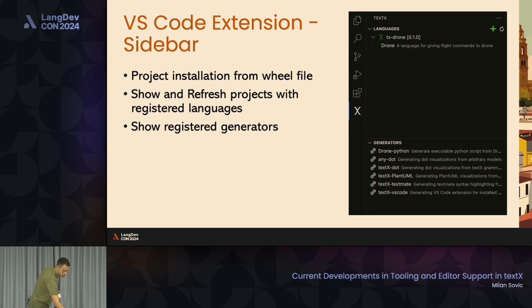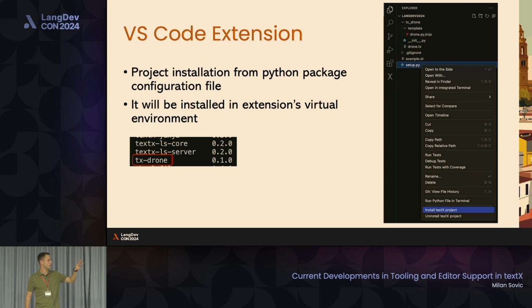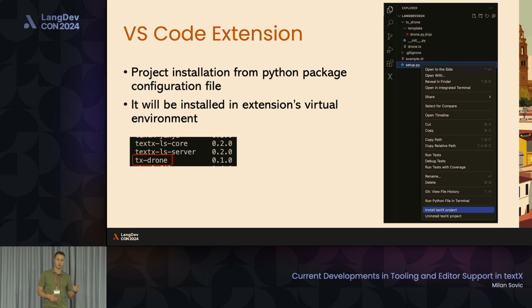And there is one more way of creating the project. That is by clicking the right button and going into the context menu of the setup.py file, which is the configuration file of the Python package. And there will be an option to install or uninstall the project.